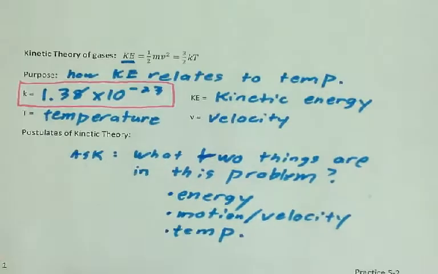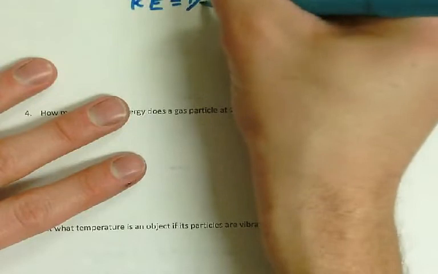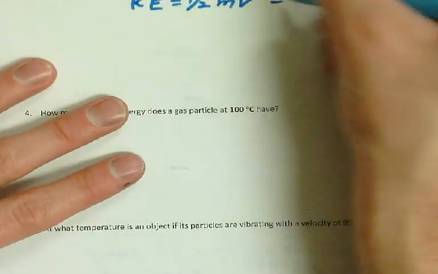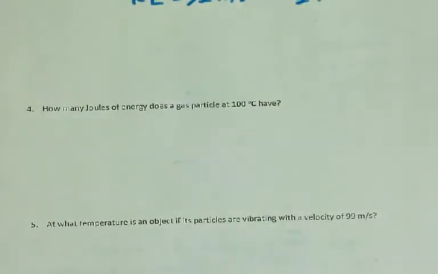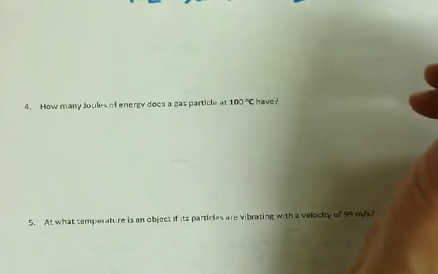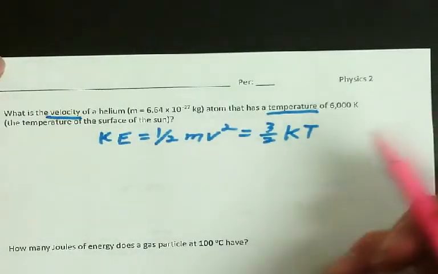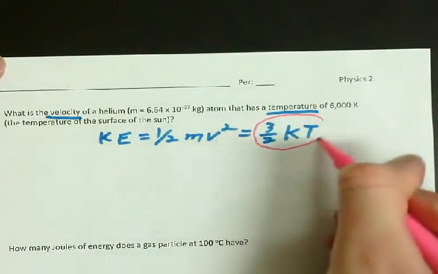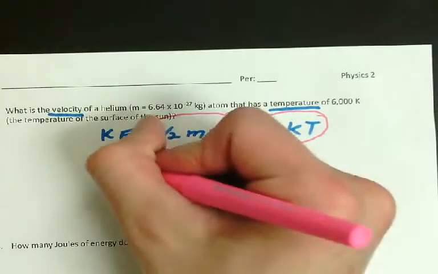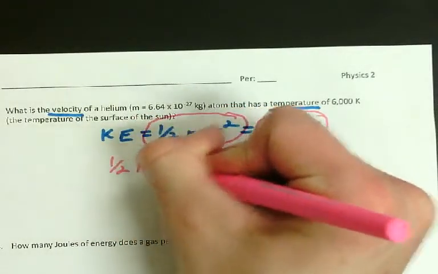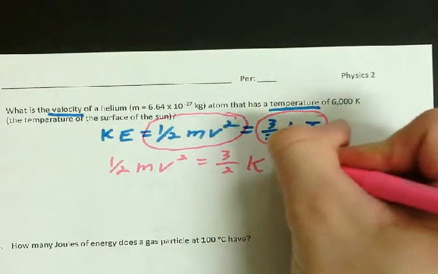Velocity and temperature. So what I do is, here's the full equation. KE equals 1/2 mv squared equals 3/2 kT. What you do is you either mentally or physically, whichever you need, circle the two parts you need. Temperature and velocity. So what equation do I use? 1/2 mv squared equals 3/2 kT. And then I solve.